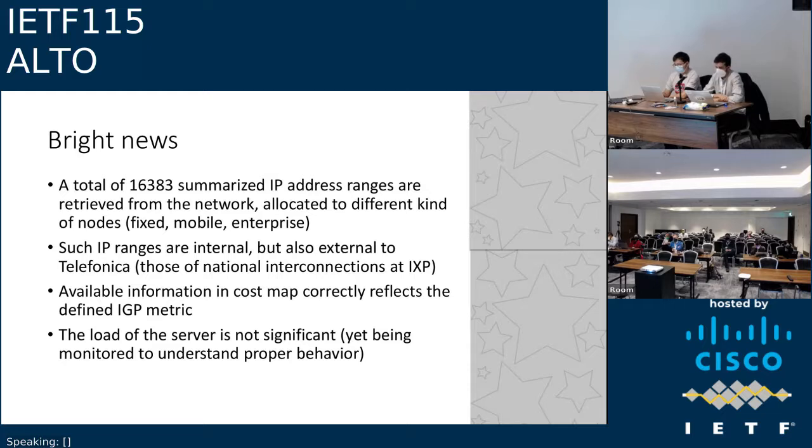Also, as good news, we were able to build the cost map, reflecting in it the IGP metric. I will show you an example later on. Also interesting, the load of the server that is hosting the ALTO server is not significant, so it seems to work pretty well. Note that I commented before that we cannot build the whole cost map, but we retrieve the information. So we don't expect higher load because of the fact that we could resolve that point for the cost map. The load should be the one that we have now, more or less, and this is not important.